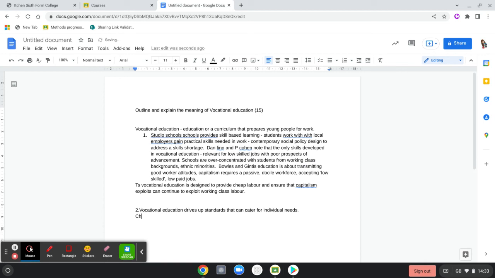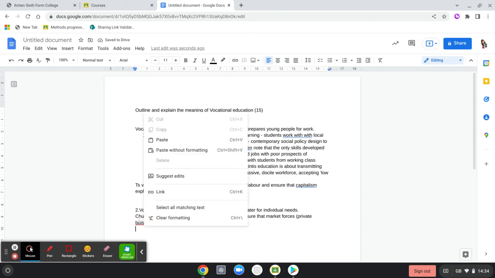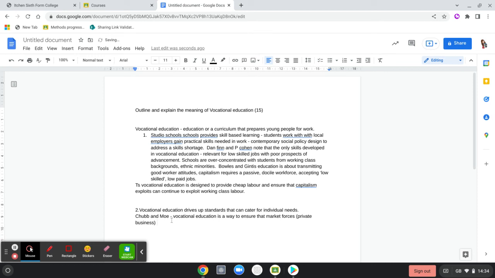So this one, we're going to do New Right. So Chubb and Moe note that vocational education is a way to ensure that market forces, so private business, because obviously they work with local employers, can drive up standards within education. And again, it provides skills used in work, which they would argue is a good thing.